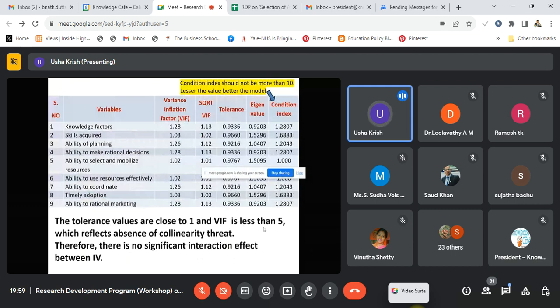Now the question is, what is collinearity? The answer is, if two or more independent variables are highly correlated, it becomes difficult for us to find which independent variable is contributing more towards the dependent variable. To avoid that, we need to do this test.